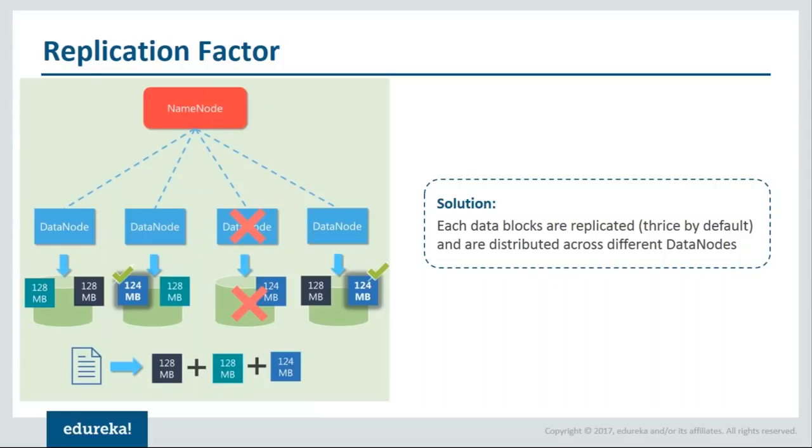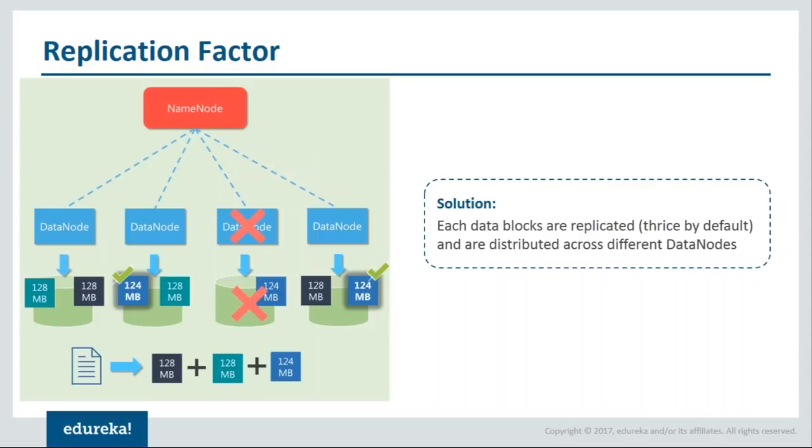Also, there is one more advantage of having a master slave topology: we can add more nodes on the fly. For example, let's say I want more disk space in my cluster. In that case, I can commission new data nodes on the fly without affecting the current infrastructure. So enough of the theory, guys.